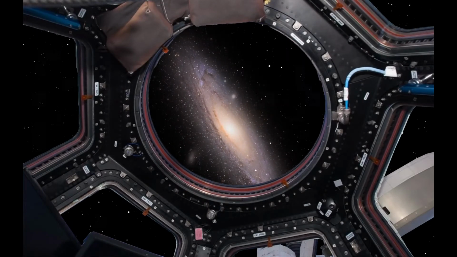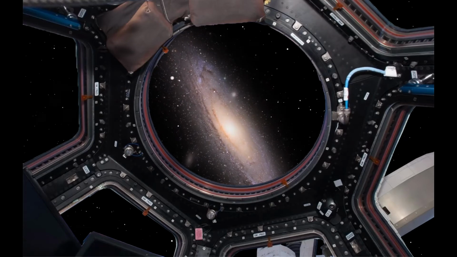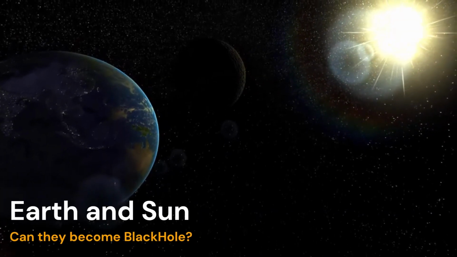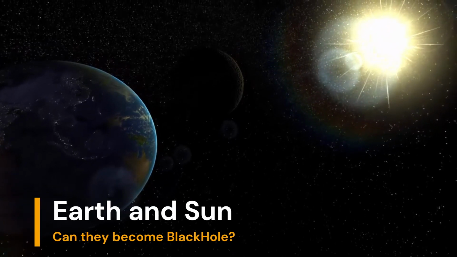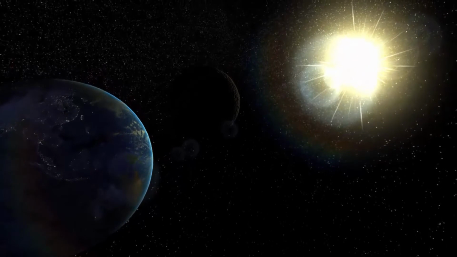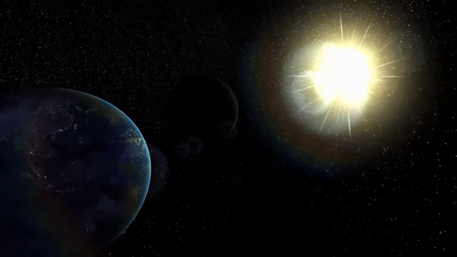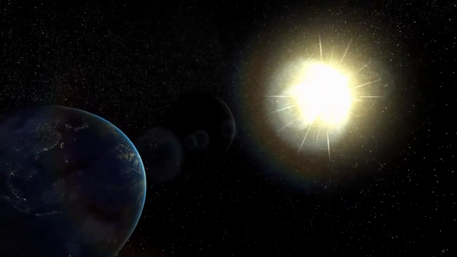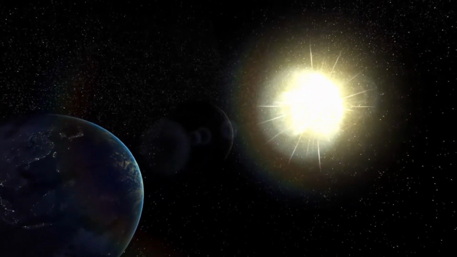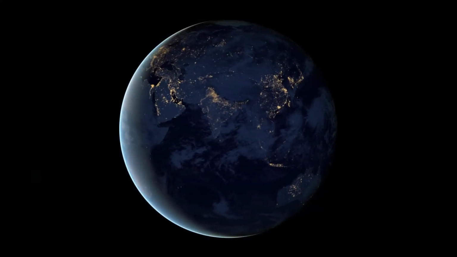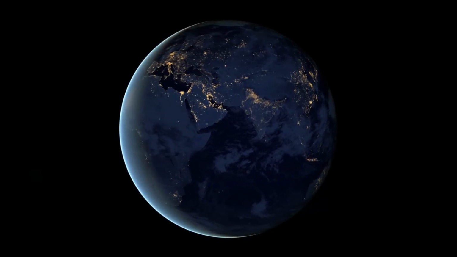So the next question is, can the Sun or Earth become a black hole? Well, many objects like Earth and the Sun will never become a black hole. Their gravity is not sufficient to overpower the atomic and nuclear forces of their interiors, which resist compression. But in more massive objects, gravity ultimately wins.